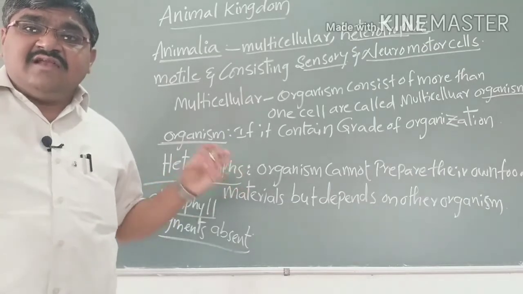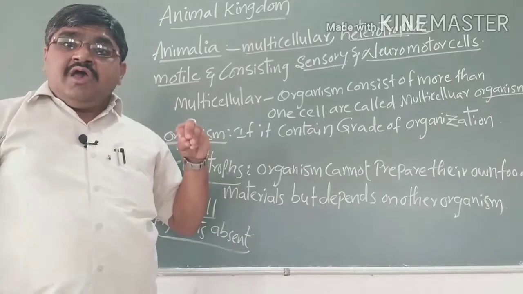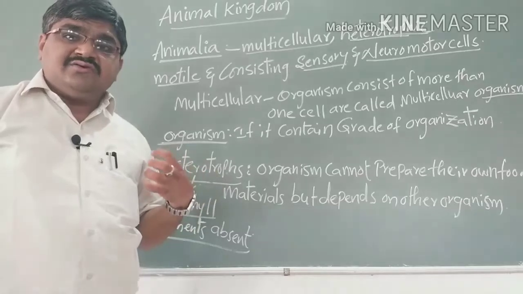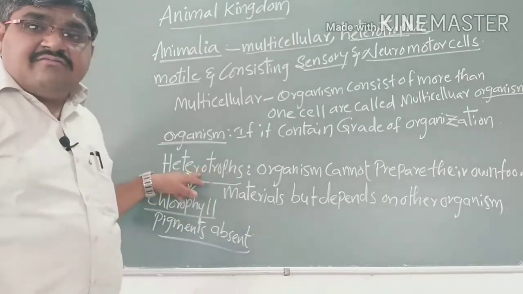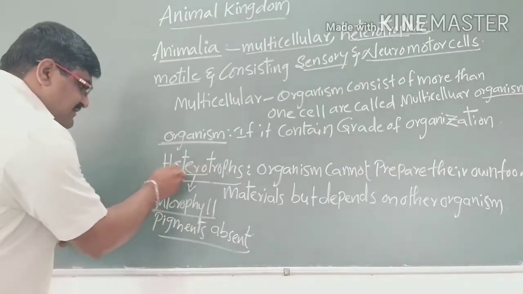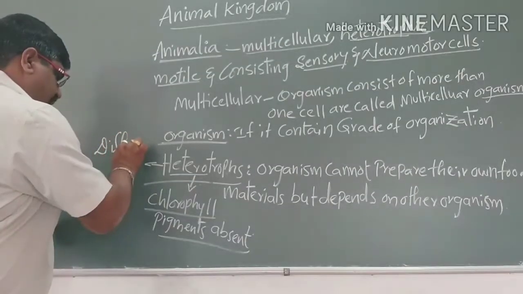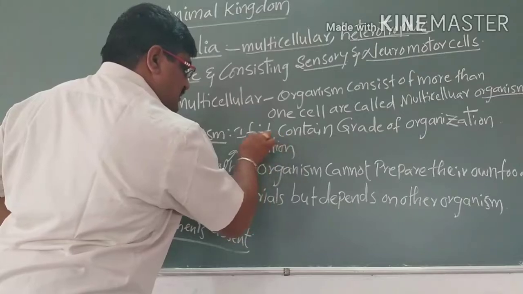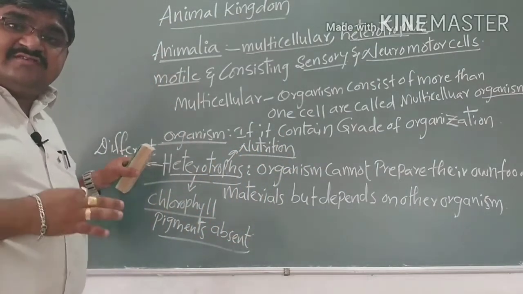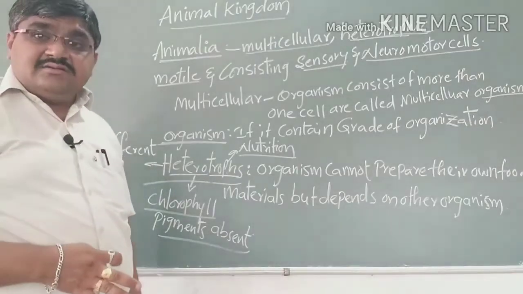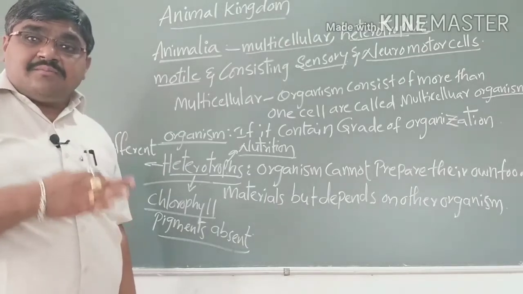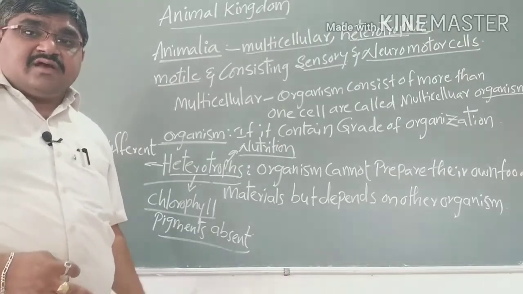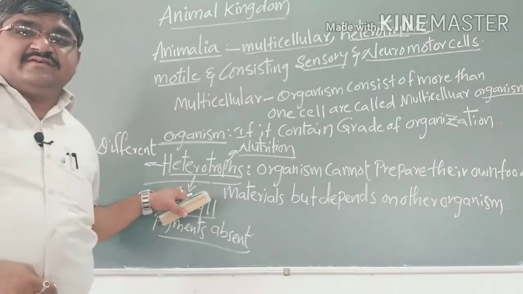Trophic means nutrition. Animals have a different type of nutrition. Nutrition means nourishing, or taking food materials into the body. Hetero means different, and trophs means nutrition. So they have a different mode of nutrition, and these organisms are called heterotrophic organisms, which cannot prepare their own food materials but depend on other organisms as food.